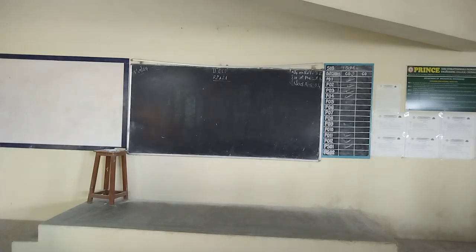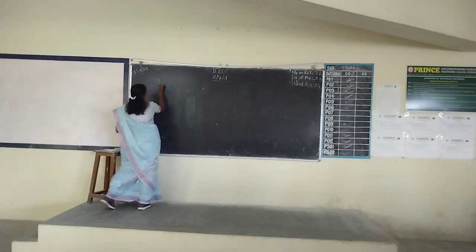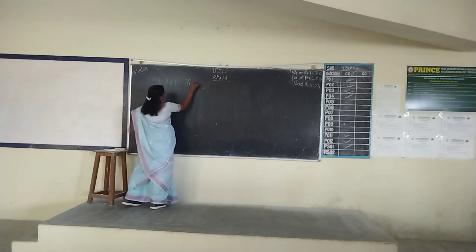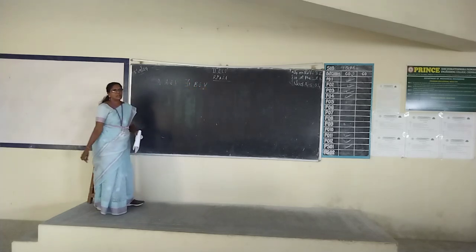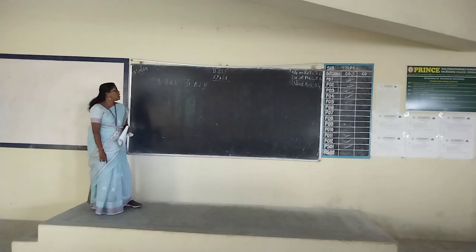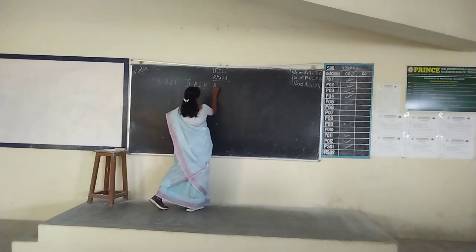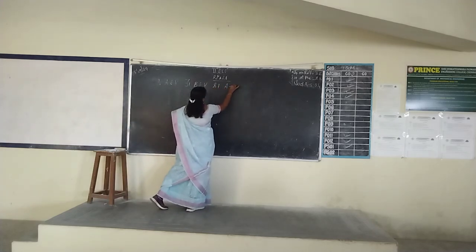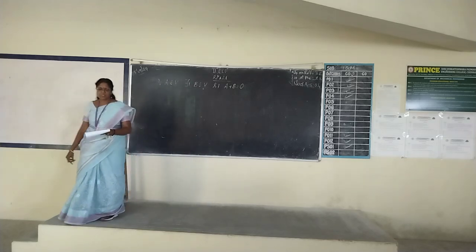Inverse. For all A belongs to B, there exists B belongs to B such that A plus B is equal to 0. Here 0 is the identity. This is the condition for inverse.